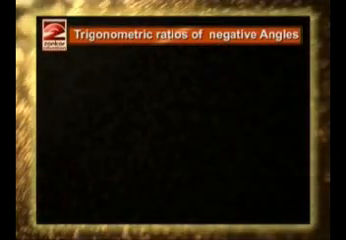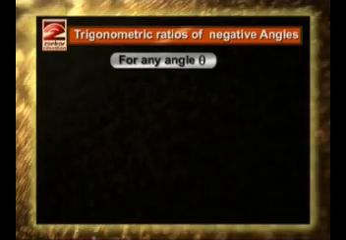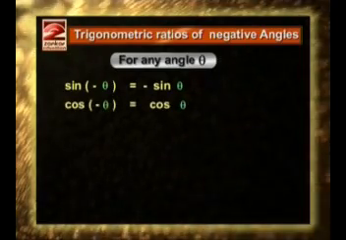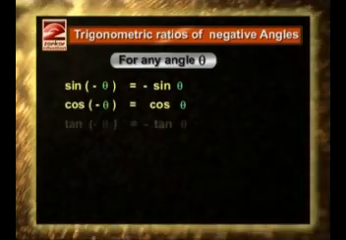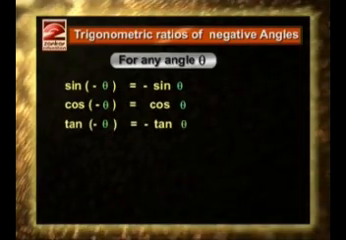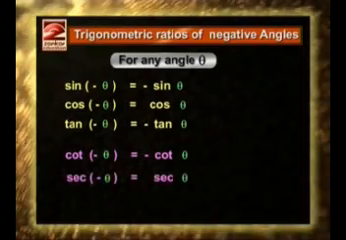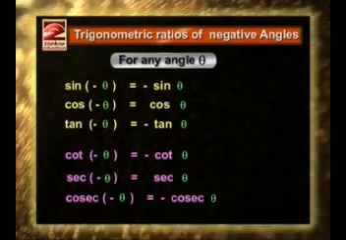Now we'll see the trigonometric ratios of negative angles. For any angle theta, sin(minus theta) is equal to minus sin theta. Cos(minus theta) is equal to cos theta. And tan(minus theta) is equal to minus tan theta. Also, cot(minus theta) is equal to minus cot theta, sec(minus theta) is equal to sec theta, and cosec(minus theta) is equal to minus cosec theta.